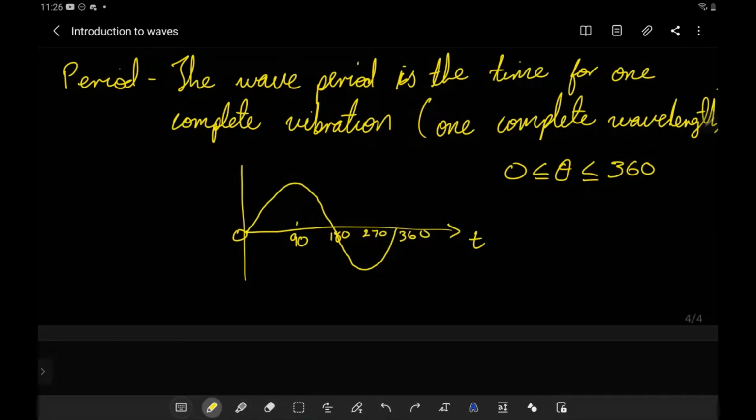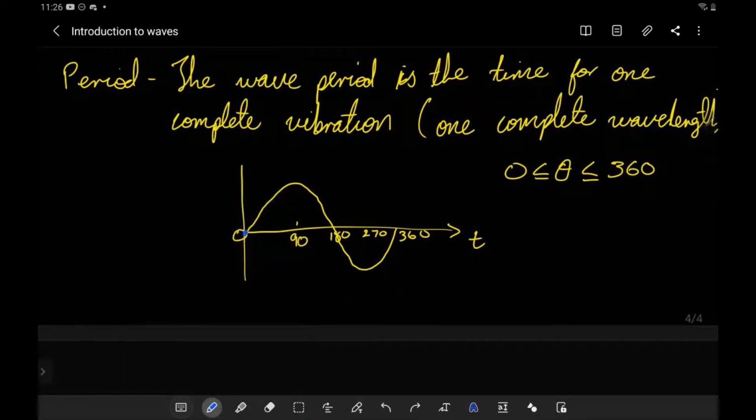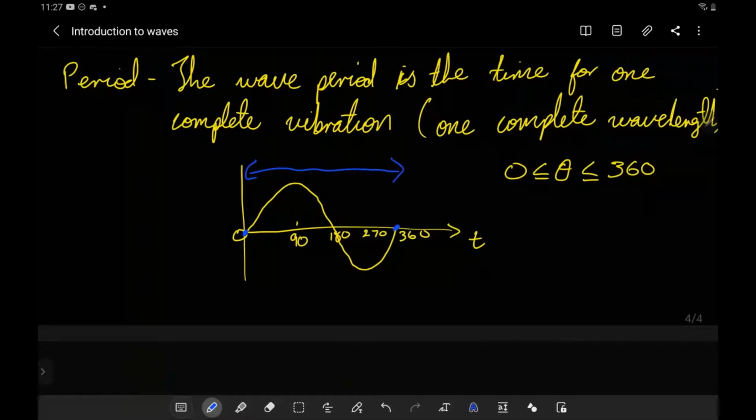All right, so where is the one complete wavelength, from this point to which point? It's from this point to which point? Yeah, 360, right? So then this is the one wavelength here. So is it the time to go from 0 to that level, to go from that point to that point, if this is the time axis?